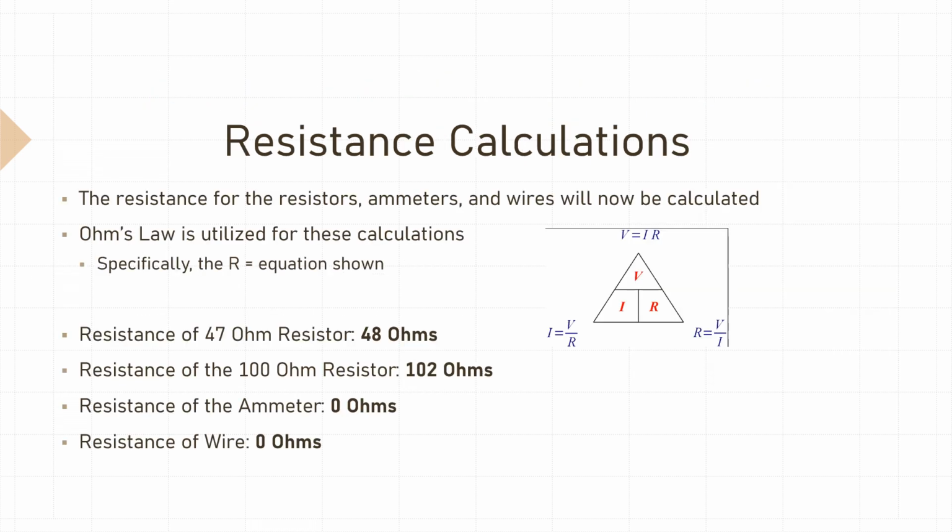Next, the resistance for the resistors, ammeters, and wires are calculated with Ohm's law, specifically the R equals V over I iteration, where the resistance of the 47 ohm resistor is found to be 48 ohms, the resistance of the 100 ohm resistor was found to be 102 ohms, and the resistance of the ammeter and wire were both found to be 0 ohms, so very close.